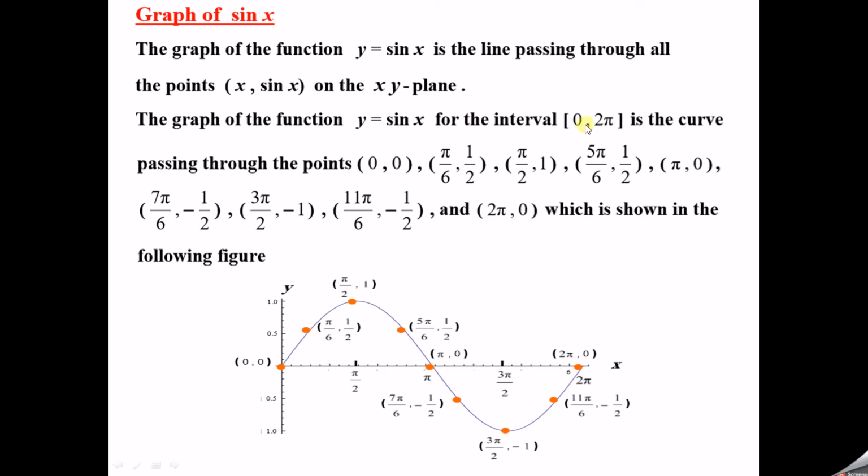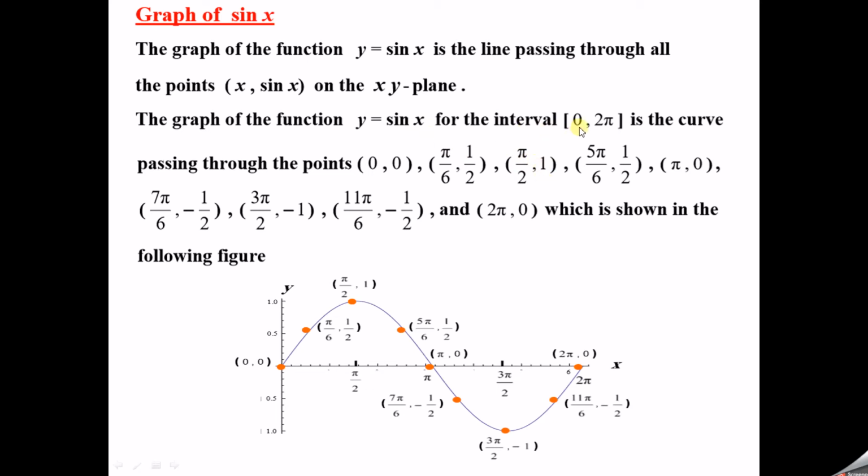So when x is 0, y equals sin 0. Sin 0 is 0. We can see in the previous table, when x is 0, sin 0 is 0. Next, when x is pi by 6, y is sin pi by 6, which is 1 by 2. Similarly, when x is pi by 2, the y value is sin pi by 2, which is 1.